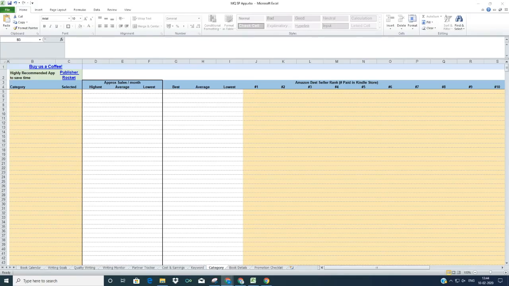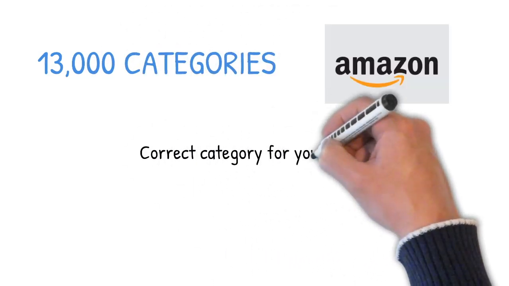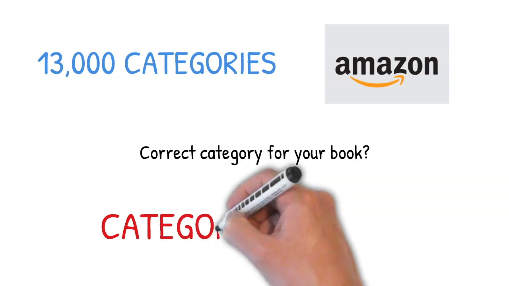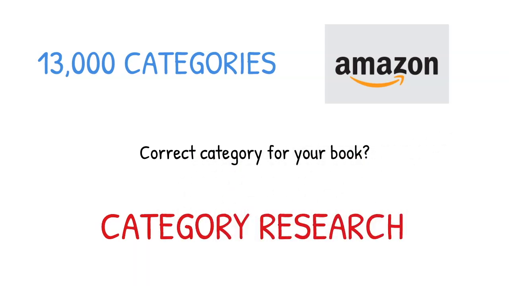The category sheet of the Mastery Quadrant Self-Publishing App can help you identify the best categories that you should use to help your book rank on Amazon. There are over 13,000 categories on Amazon. How do you find the most optimum category for your book? The answer lies in category research.